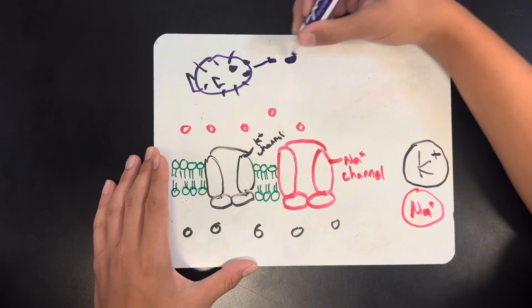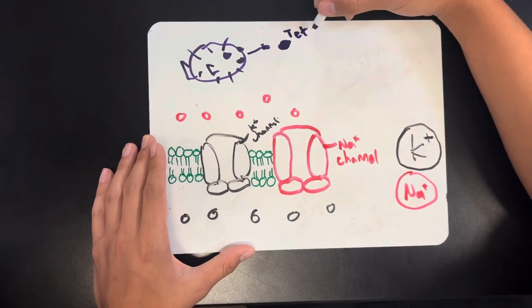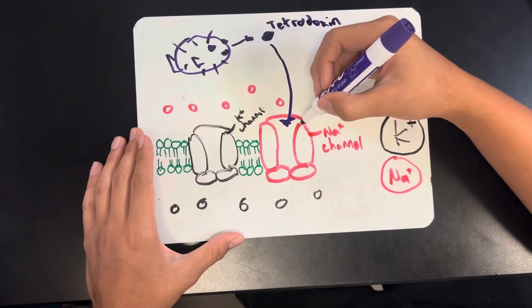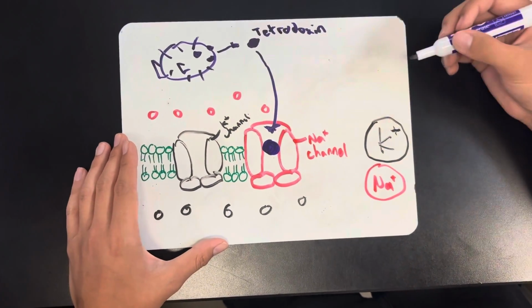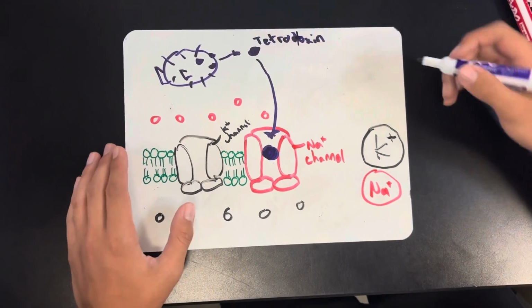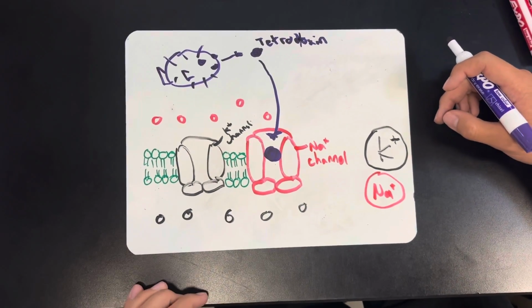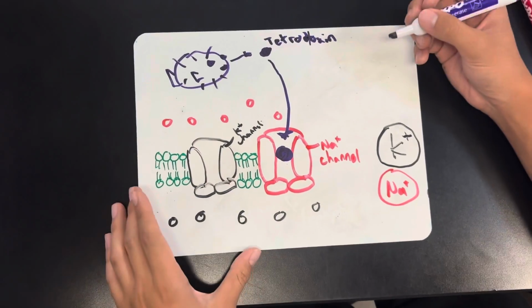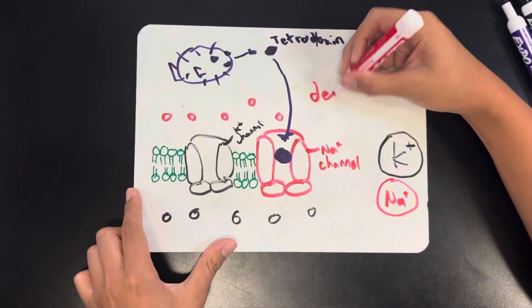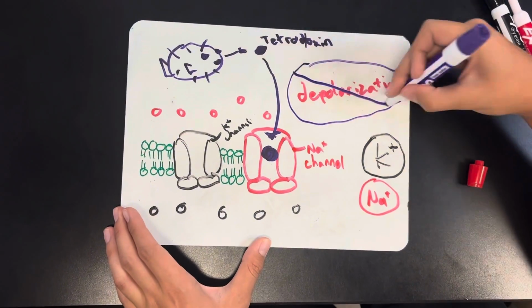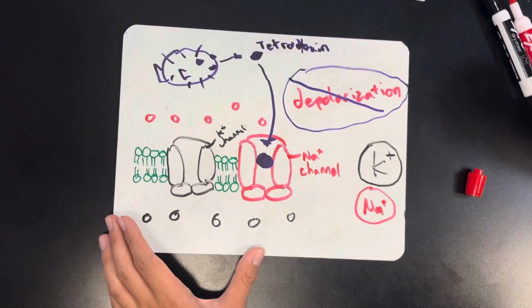But what happens when this process is blocked? Tetrodotoxin, the deadly toxin from pufferfish, binds tightly to voltage-gated sodium channels. When these channels can't open, sodium can't enter the neuron. That means depolarization can't occur and the action potential never fires, leading to neurotransmitters never being released. The result is rapid paralysis, which is why tetrodotoxin poisoning is so dangerous.